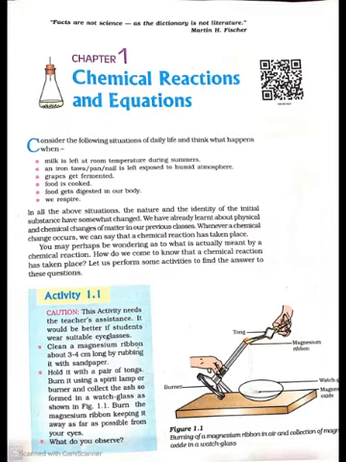Question 3. Write a balanced chemical equation with symbols for the following reactions. First, solution of barium chloride and sodium sulfate in water react to give insoluble barium sulfate and the solution of sodium chloride. Second, sodium hydroxide solution in water reacts with hydrochloric acid solution in water to produce sodium chloride solution and water.